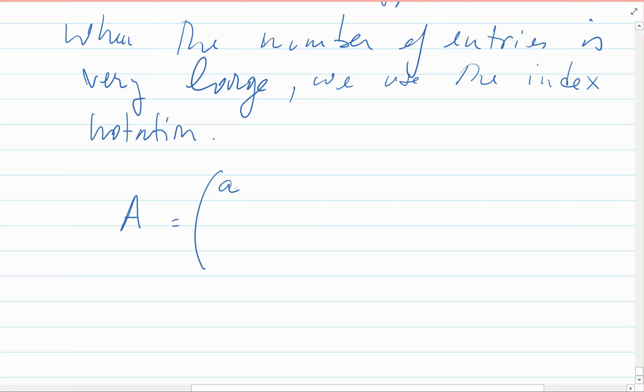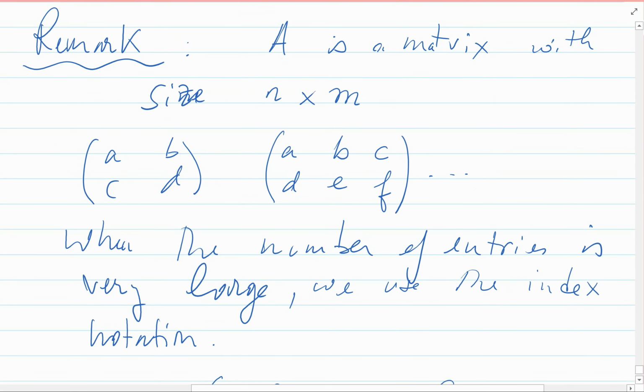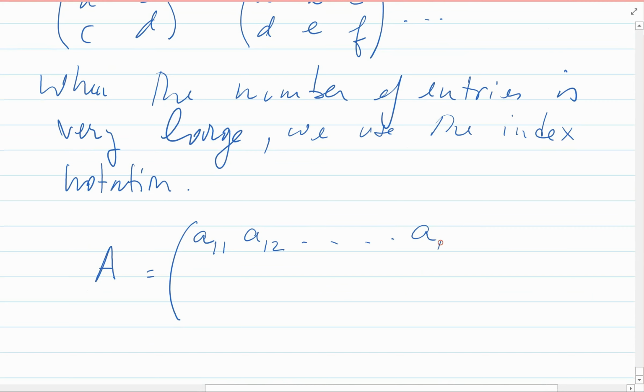So we put a. But this is what? The first entry in the first row. So we use a11. The first index is the row, the second one is the column. The next one will be a12, etc. So what's the last one? This matrix has n by m size, meaning that n is the number of rows, and m is the number of columns. So it will be a1m.